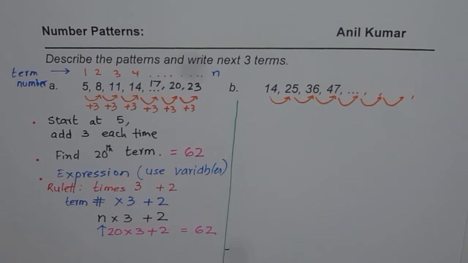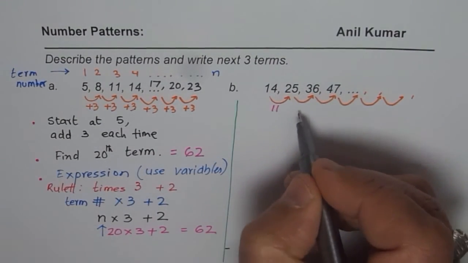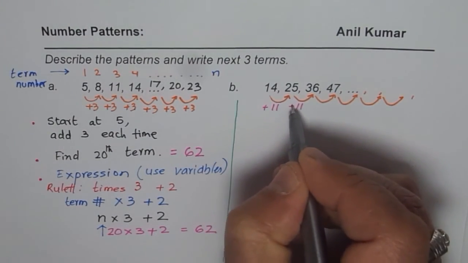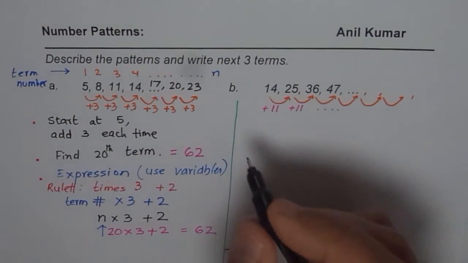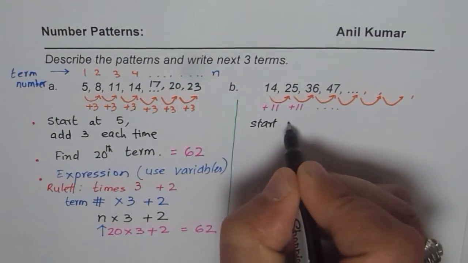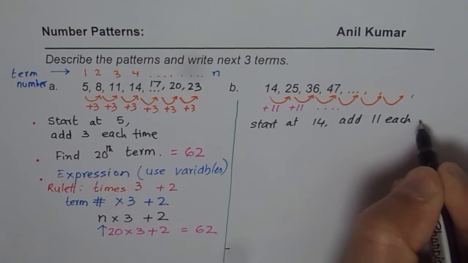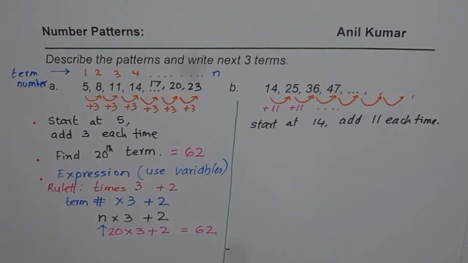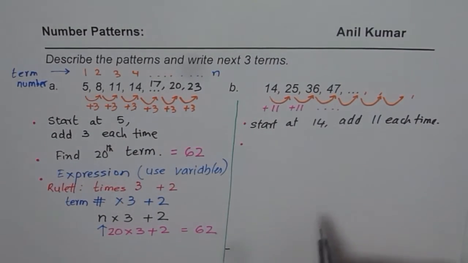Perfect. So what you notice here is 25 take away 14 is 11, right? 36 take away 25 is also 11. So you are adding 11 each time. So that is the pattern. If you add 11 each time, you get your numbers. So you can write down your pattern rule, and that is start at 14 and then add 11 each time. So this is one way of writing your pattern rule, and then you can get the rest of the numbers by adding 11, right? You can do that.